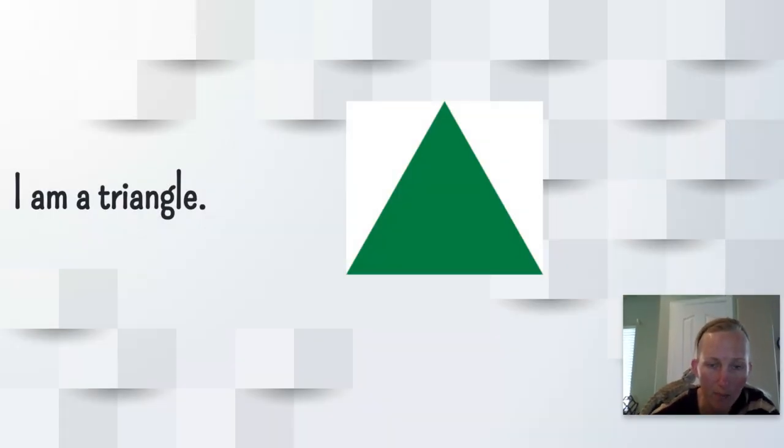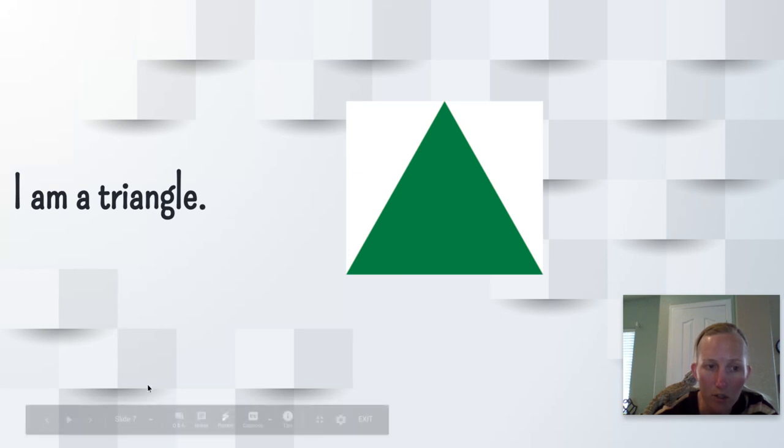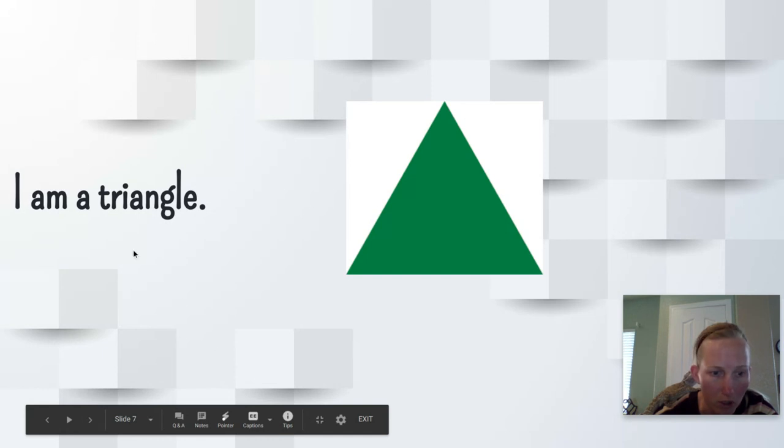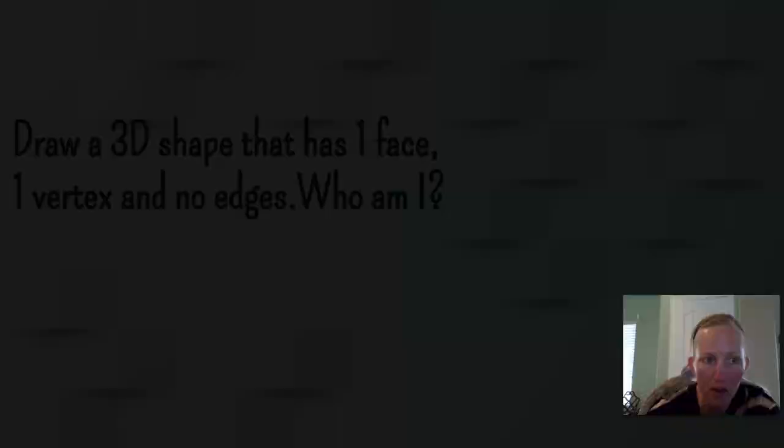All right, I am a triangle. So right here, we've got 1 angle here, 1 angle here, and 1 angle here. You could have drawn a right angle triangle as well if you wanted to, which is the one like this. It's kind of hard to see. I can't pull up my drawing tools right now. All right, let's try another one.